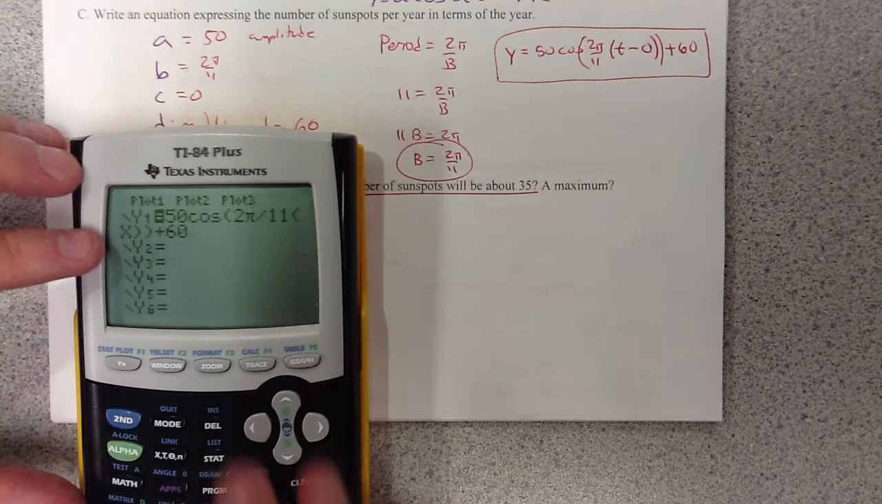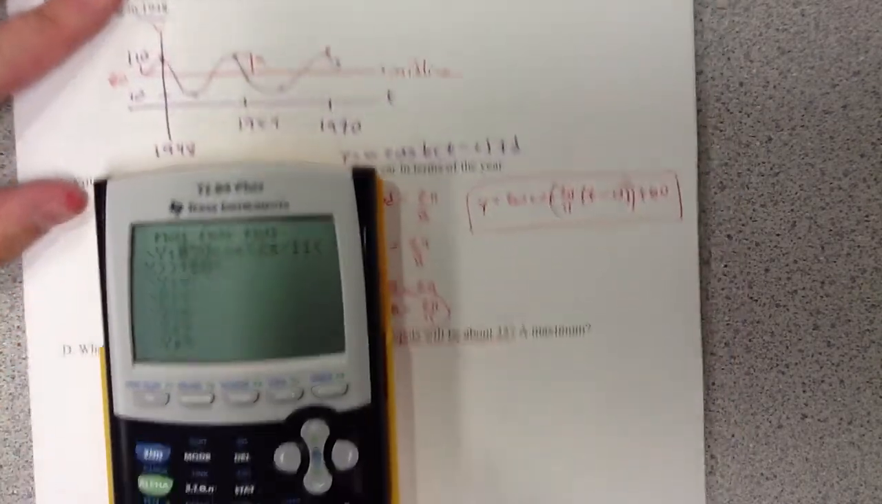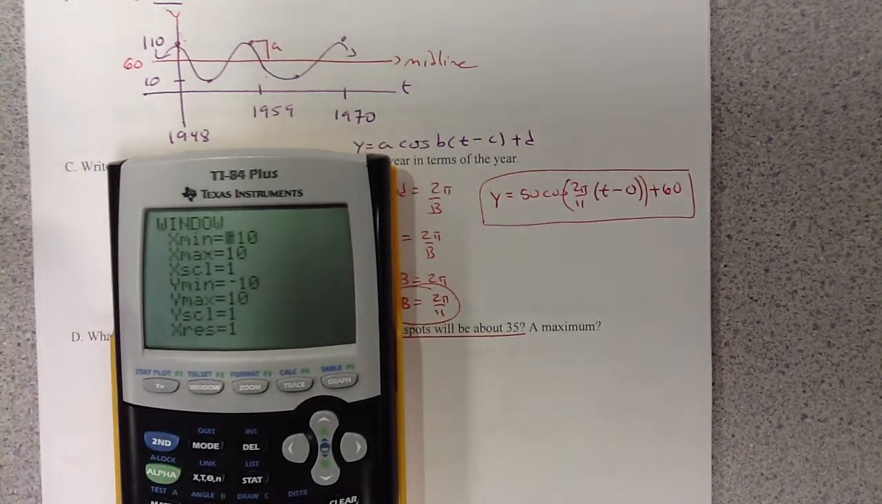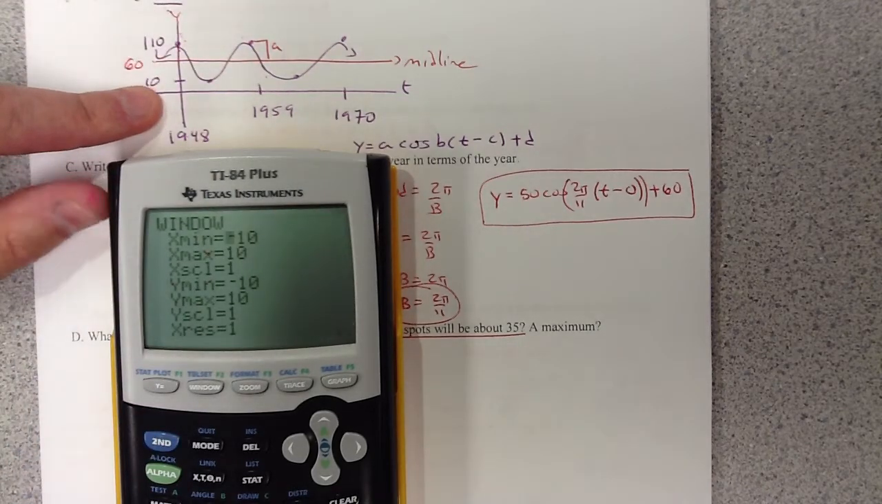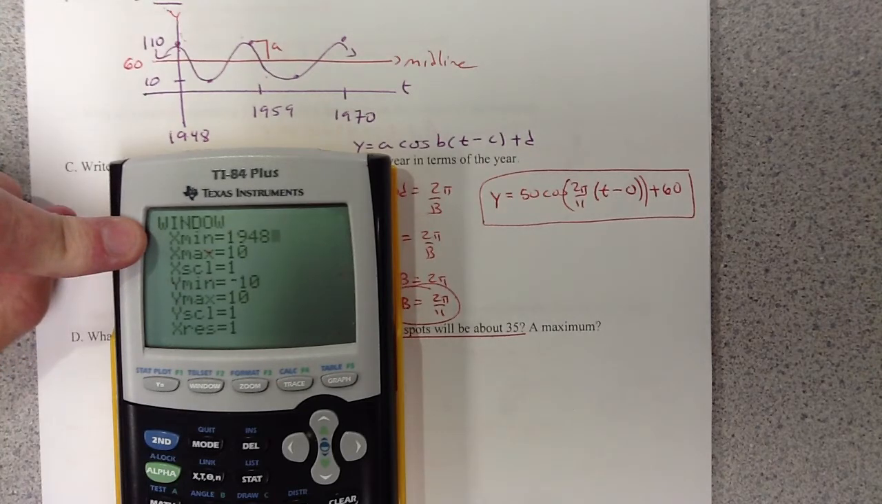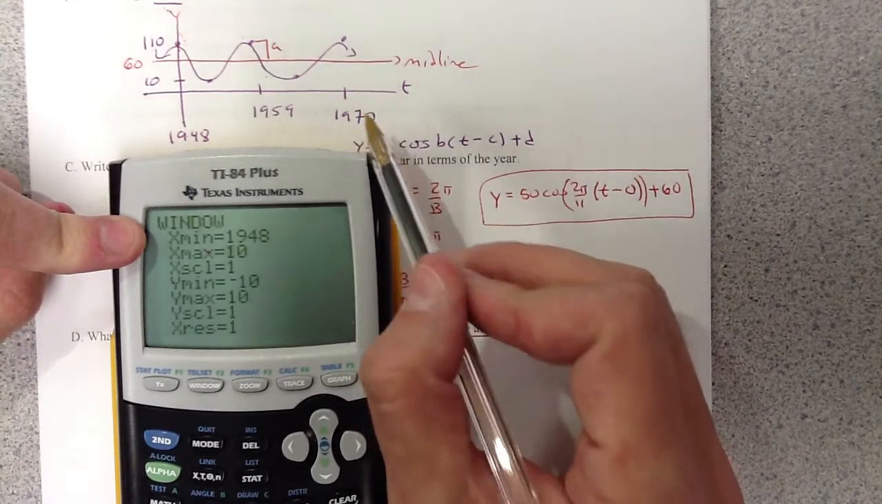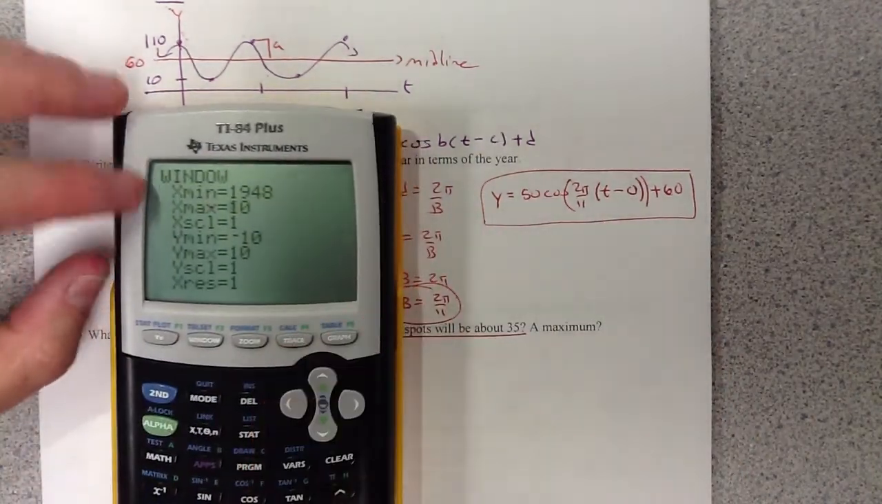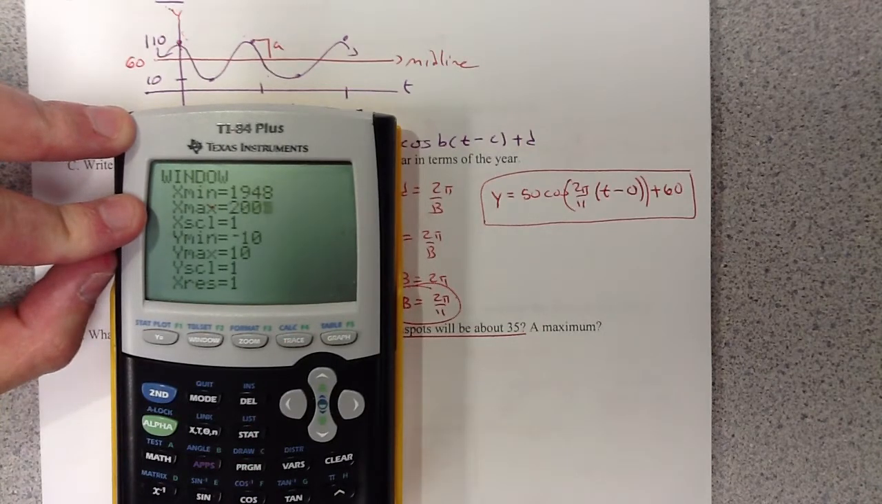Now, when I change my window, remember, I'm going to look at my graph up here, hit enter. When I go to my window, I'm starting at 1948. So guess where I'm going to start on my window? 1948. My X max? I'm maxing out at 1970, but we're asking for 2000, so we might need to go a little bit further than that. Let's go to like the year 2005.